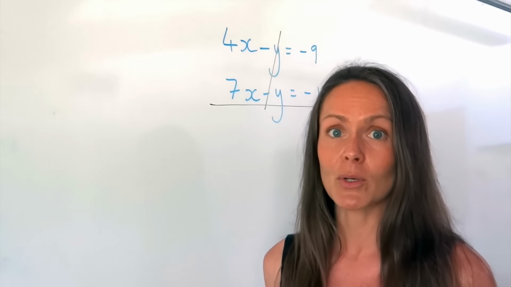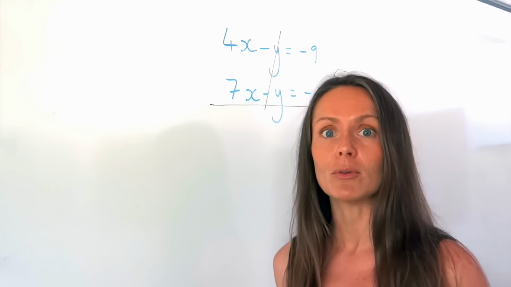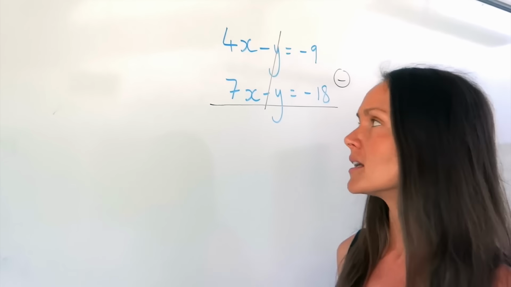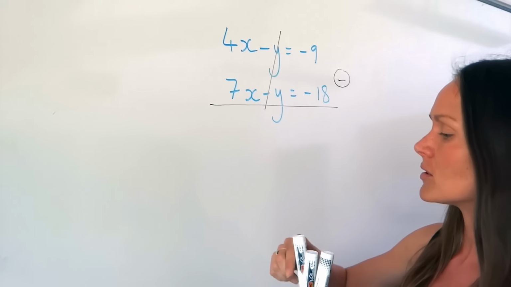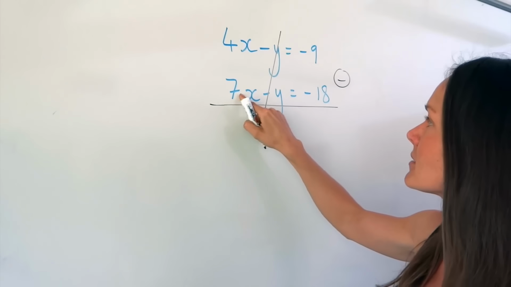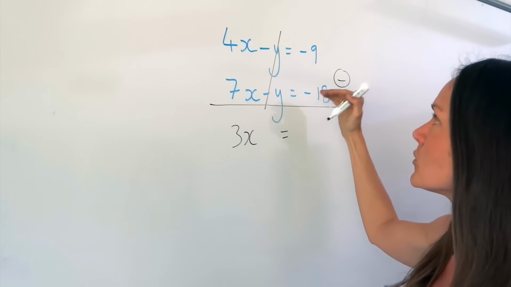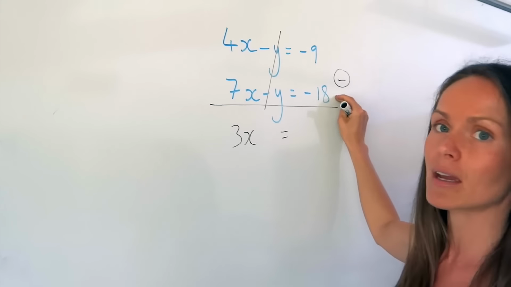So it really doesn't matter which way around you do it. It's just I know some people dislike negative numbers, and you might want to try and avoid that if you can. So let's do the subtraction. So I'm doing 7x, take away 4x, which is 3x. And remember, we're doing the bottom minus the top, so you have to do the same thing for the numbers.